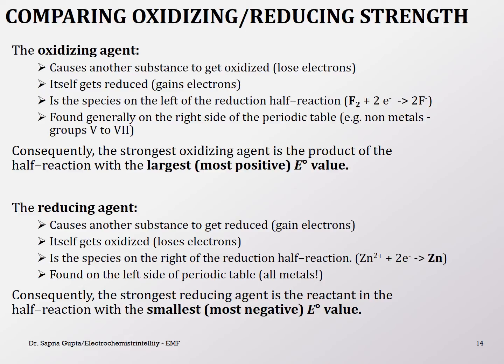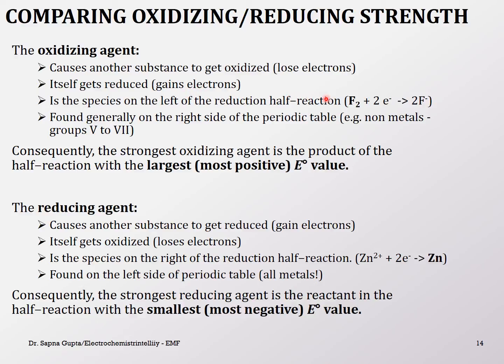So let's talk about comparing the oxidizing and reducing strength of some elements, or compounds also, it's possible. So first of all, what is an oxidizing agent and what is a reducing agent? An oxidizing agent is something that causes something else to get oxidized, which means something else will lose electrons. So the oxidizing agent itself is going to gain electrons. So it causes something else to lose electrons.